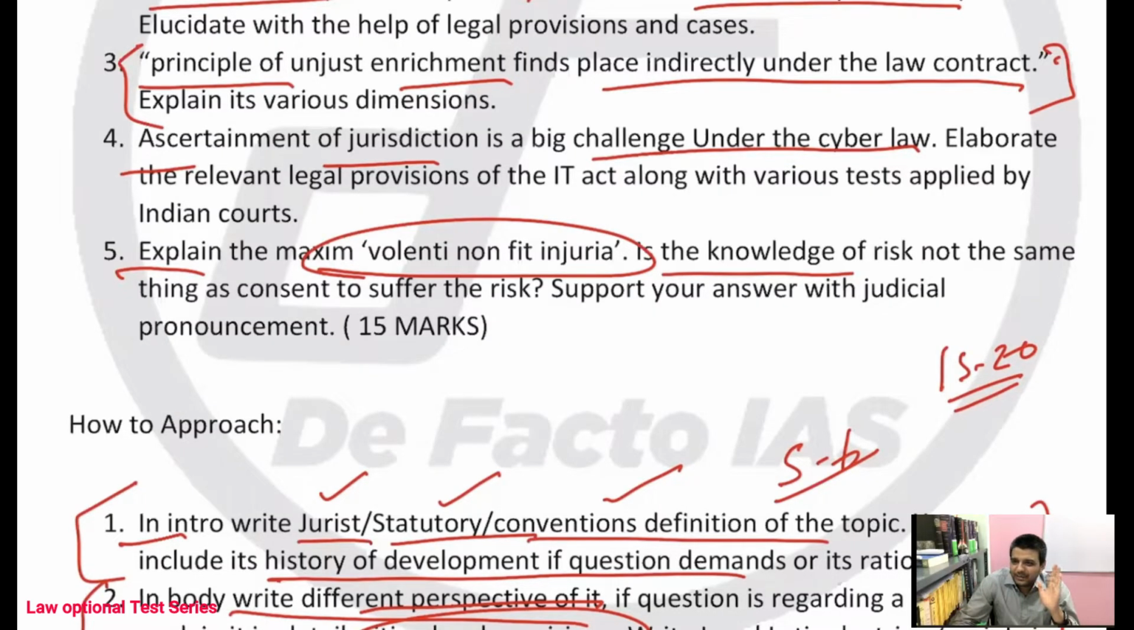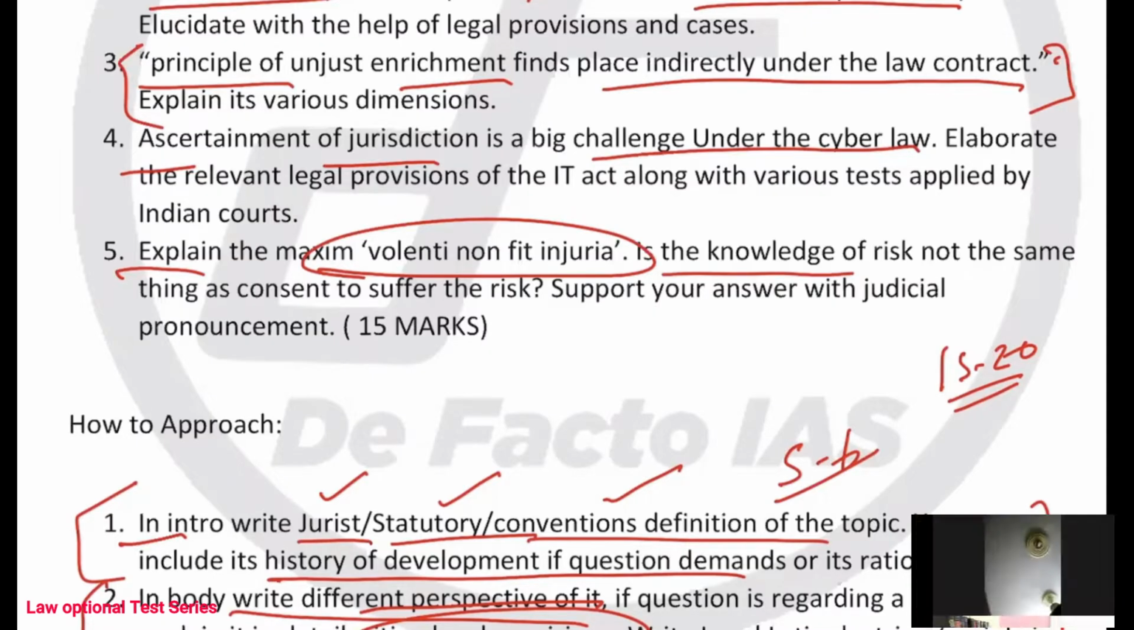No? Am I making some sense? The reason I'm asking again and again is that I should be able to convey what I'm trying to say. Yes, good.